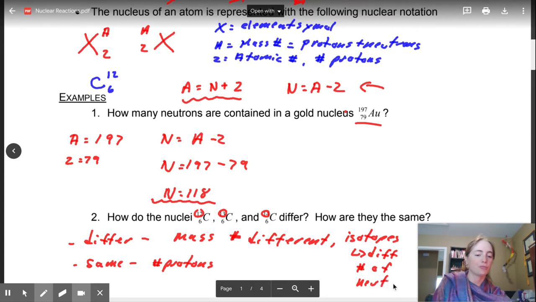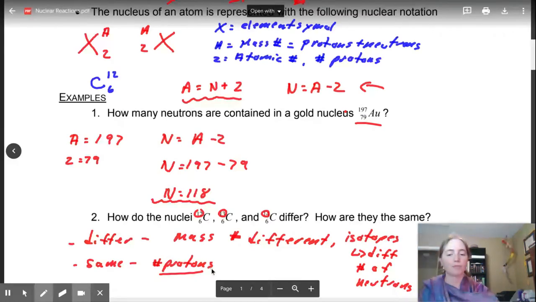There we go. And the same number of protons. So therefore, they are the same element. Sounds good, guys? Cool beans.